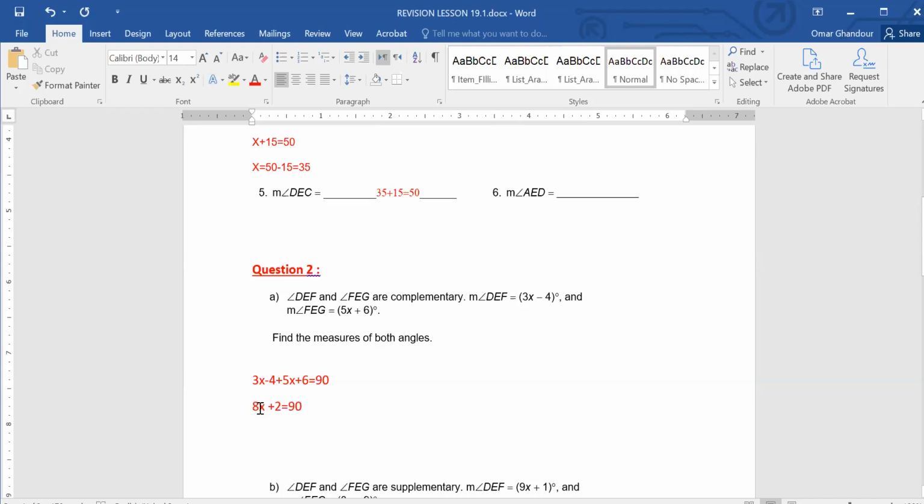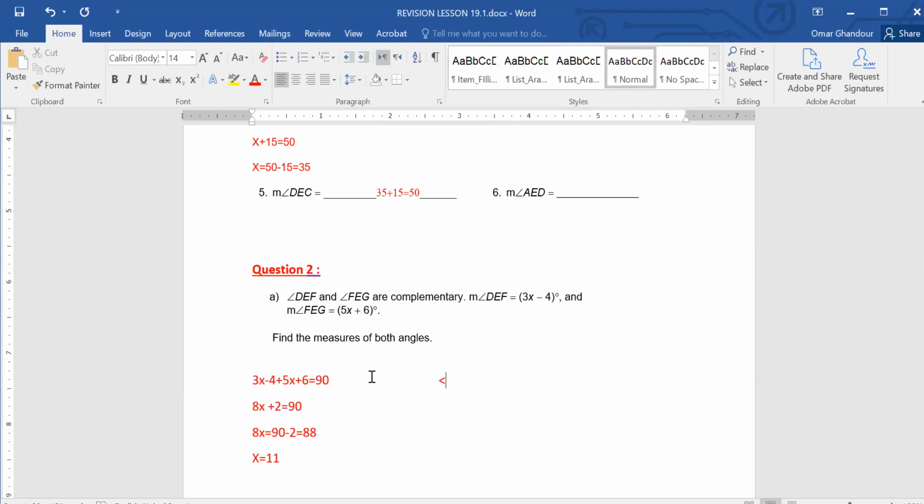And then shift 2 to the other side. So 8x is going to be 90 minus 2, which is 88. And then divide by 8. So x equals 88 divided by 8, which is 11. We found x to be 11. What can I do now? I can find my angles.